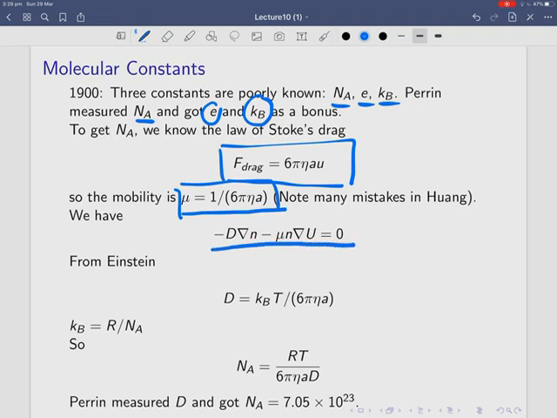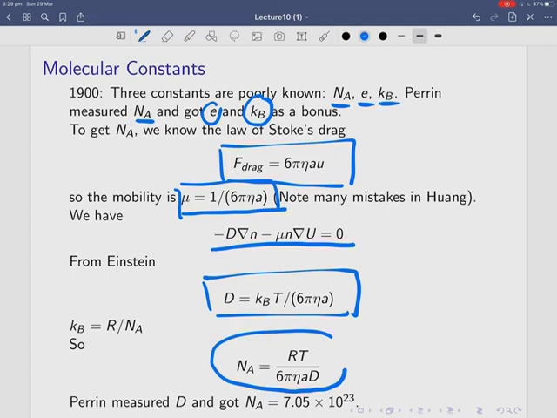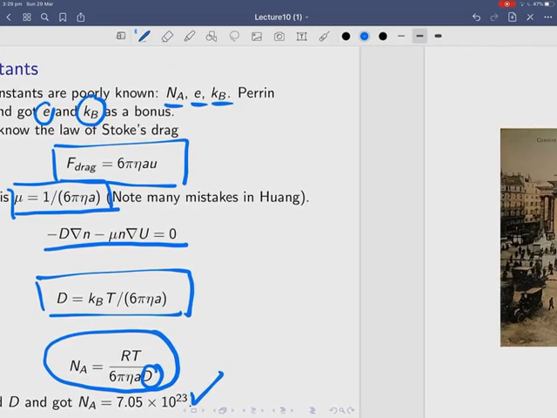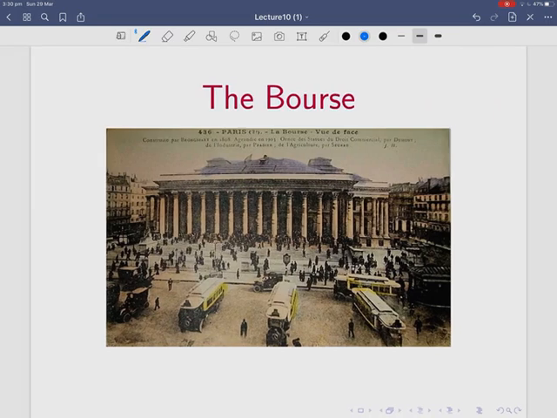This is our current equation. So therefore, from Einstein, we know this. That's our diffusion equation. D equals kBT times the mobility, and kB is equal to R on Na, and so Na is equal to this. And basically, Perrin can measure all those things here. Okay, he measured D, in fact, in this case. And he got an Na which is not too bad from the modern value, not too far from it. So Perrin measured Avogadro's number.